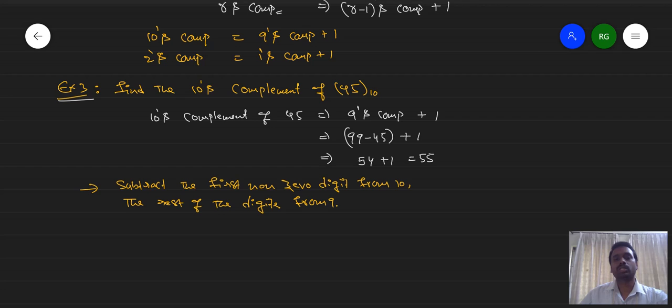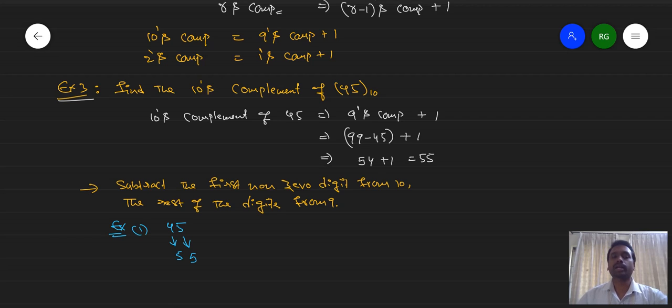So for a given number, subtract the first non-zero digit. If there is a 0, you leave it as it is. So let us see with an example. Given 45, in this 5 is the first non-zero digit. Subtract this 5 from 10. So 10 minus 5 is 5, and the rest of the digits, there is only one digit left, that is the 4. Subtract this 4 from 9, that is 5. So this is how you can calculate the tens complement directly.